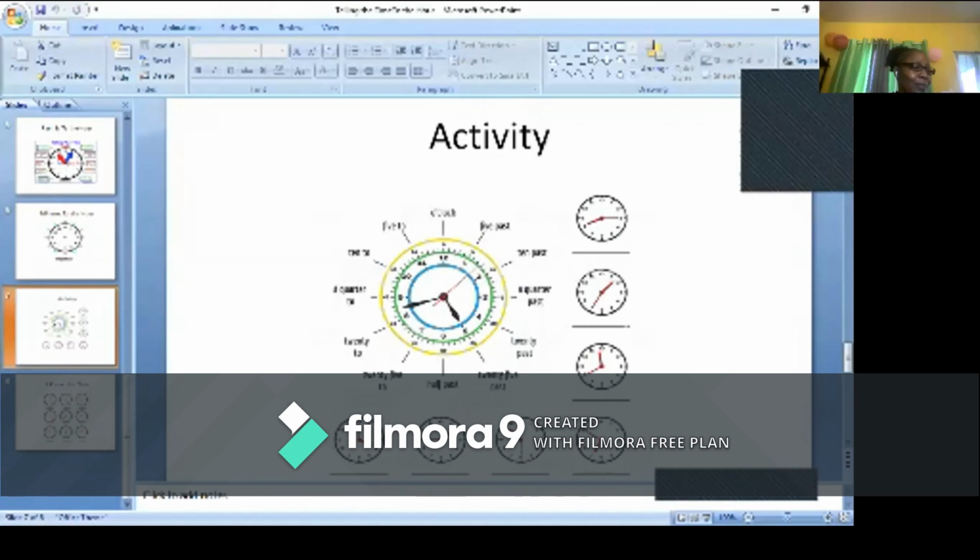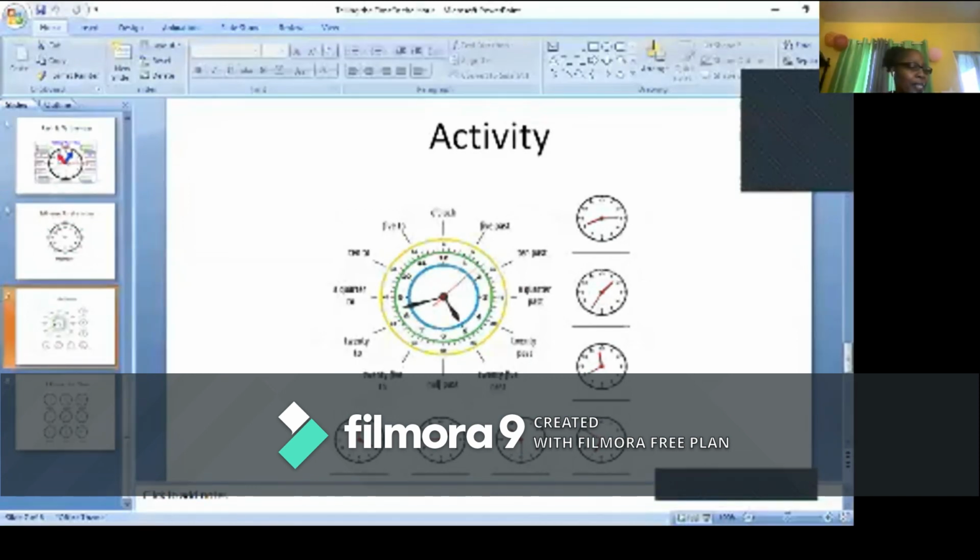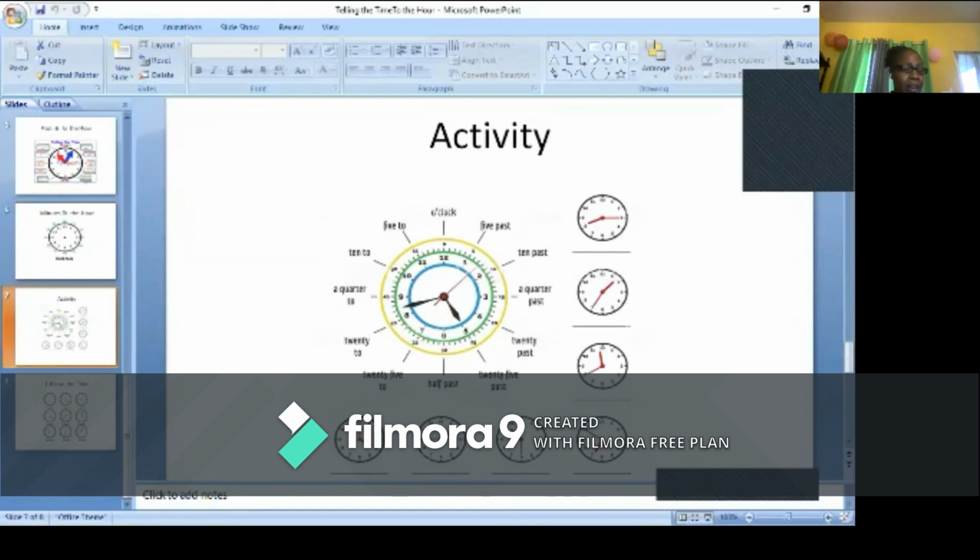6:50. How many minutes are left between the 10 and the 12 now? 10. So it's 10 minutes to 7. Excellent. All right. One last one now. Put the short hand between the 2 and the 3 and the long hand on the 9. And count up your minutes from the 1. Oh my goodness, this girl is on the ball.